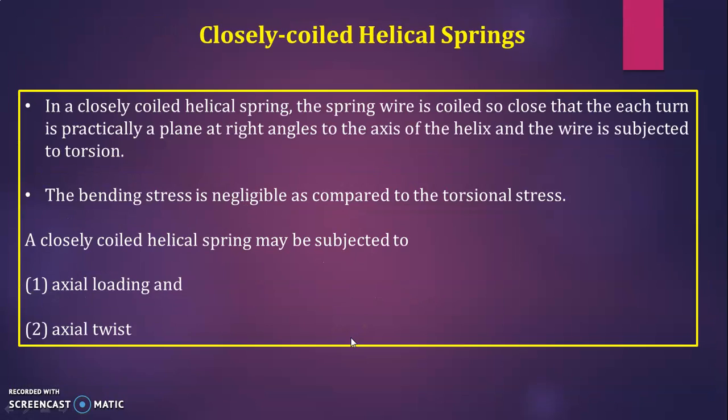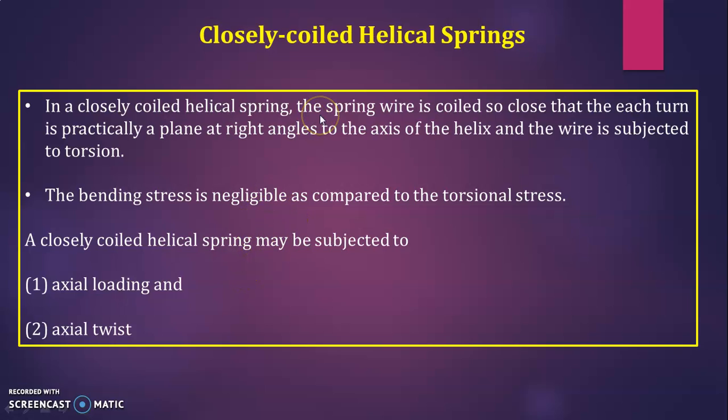First, let us discuss closely coiled helical springs. In a closely coiled helical spring, the spring wire is coiled so close that each turn is practically a plane at right angles to the axis of the helix, and the wire is subjected to torsion. Here the bending stress is negligible compared to the torsional stress, because the torsional effect is more.